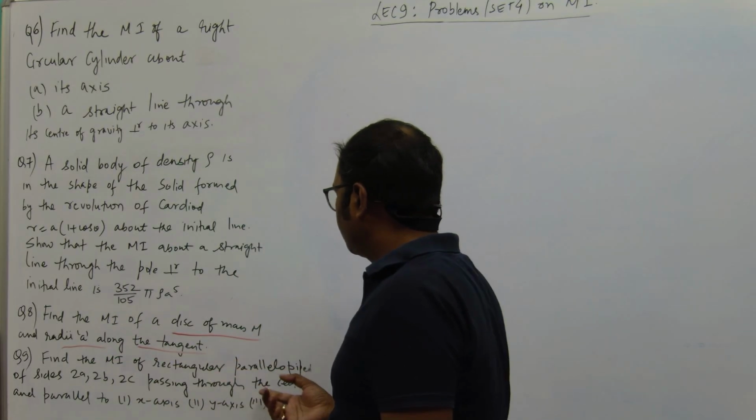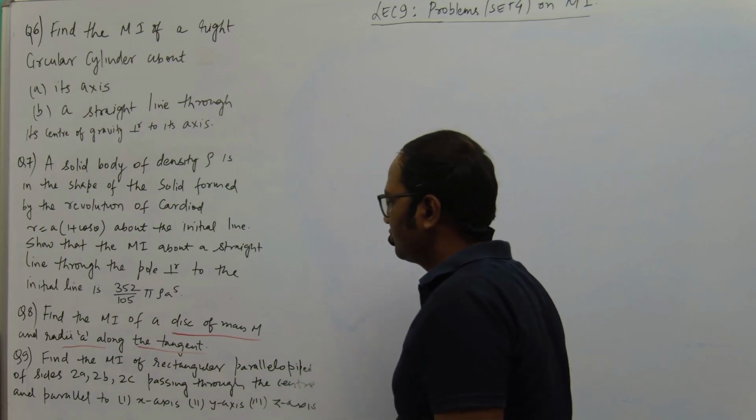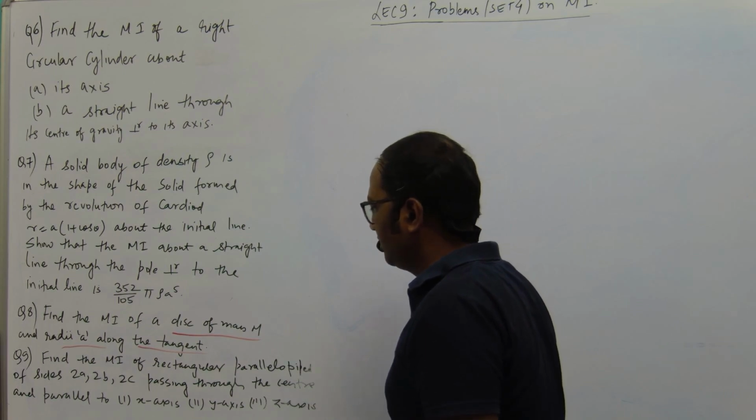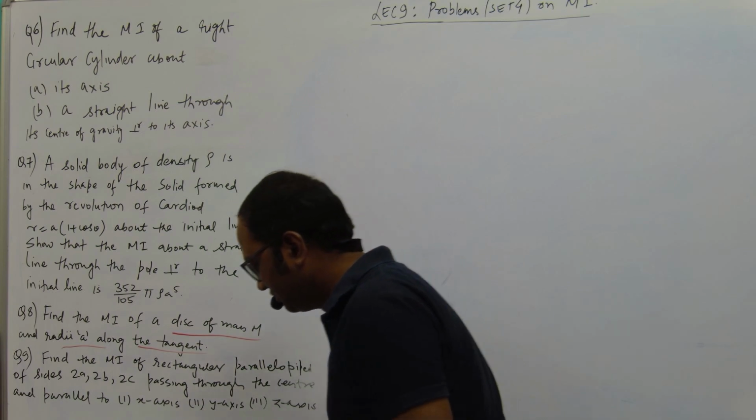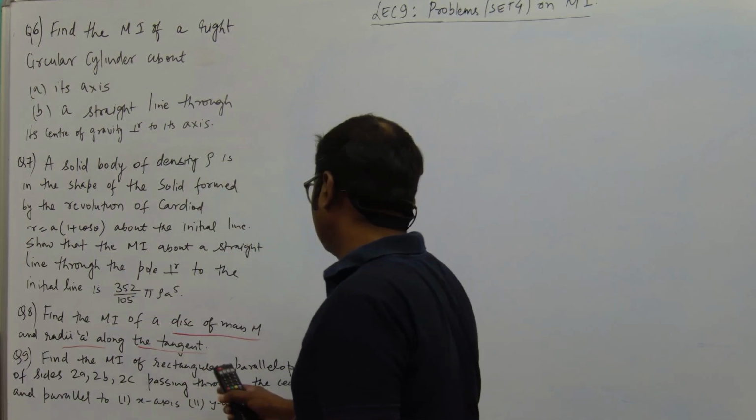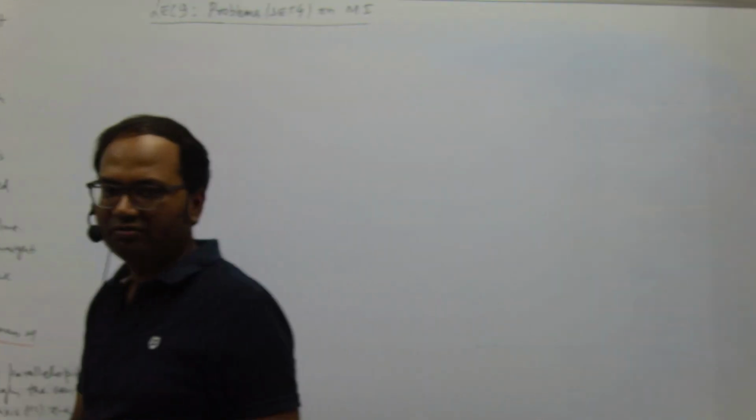Find the moment of inertia of a rectangular parallelepiped of sides 2a, 2b and 2c passing through the center and parallel to the x-axis, y-axis and z-axis. How can we solve this? Rectangular parallelepiped. Let us draw a rectangular parallelepiped.